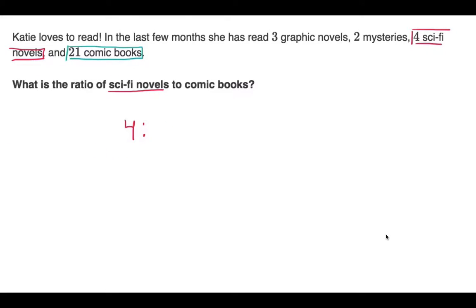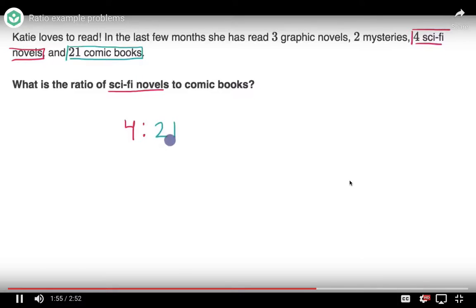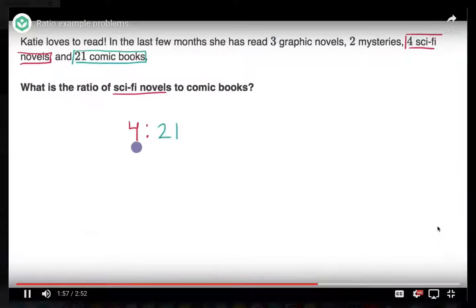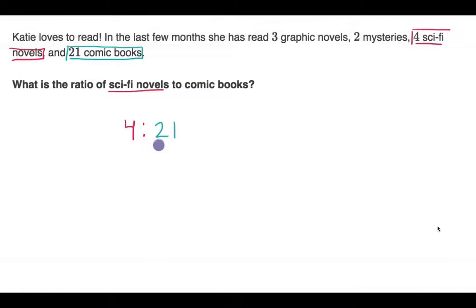Let me do that in another color. She has 21 comic books. Oh, it's 21, yeah. So the ratio is 4 to 21. The ratio of sci-fi novels to comic books: 4 sci-fi novels for every 21 comic books.